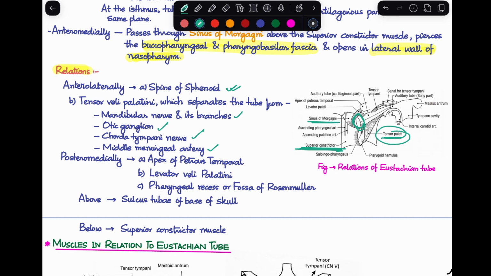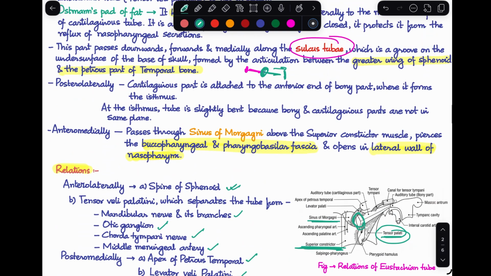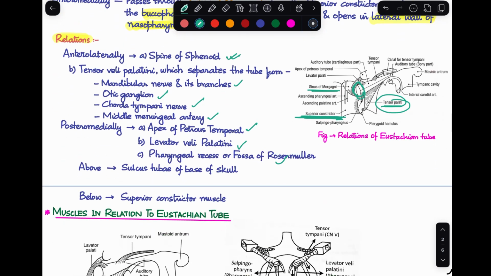If you look at the posteromedial relations, we have the apex of the petrous temporal bone, levator veli palatini, and the pharyngeal recess, or the fossa of Rosenmuller. And above, as I mentioned already, lies the structure called the sulcus tubae, and below lies the superior constrictor muscle.